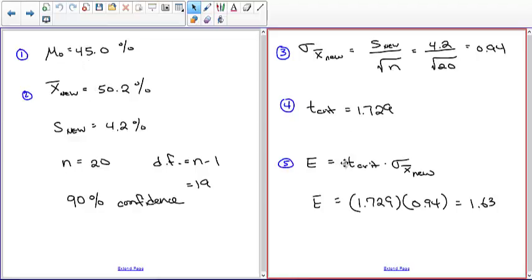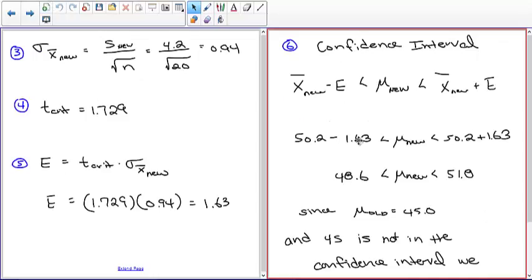Okay, so here's our margin of error. We add 1.62 and we subtract 1.62. So our 95% confidence interval for the new population mean is from 48.6 to 51.8. Well, the old mean is 45, which is outside of that.